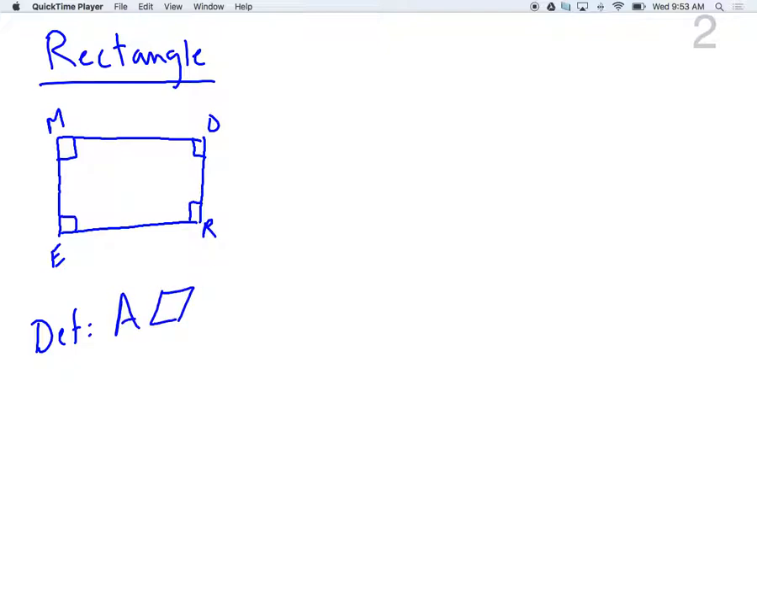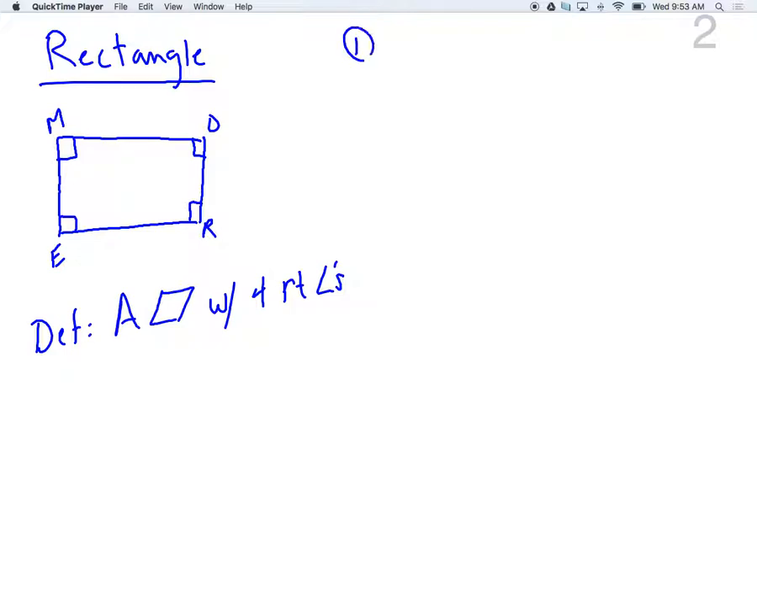A parallelogram with four congruent angles that are 90 degrees. Yeah, we could just go with four right angles. We know that they're interior.